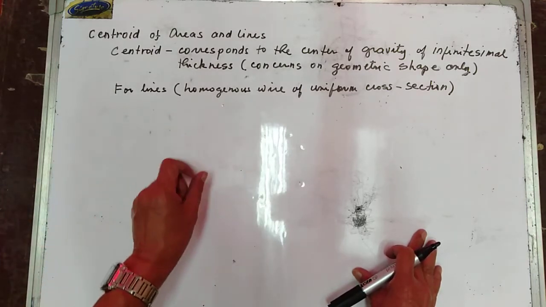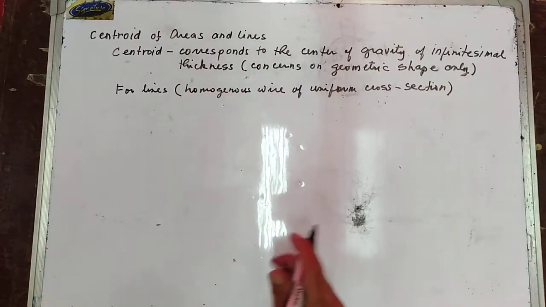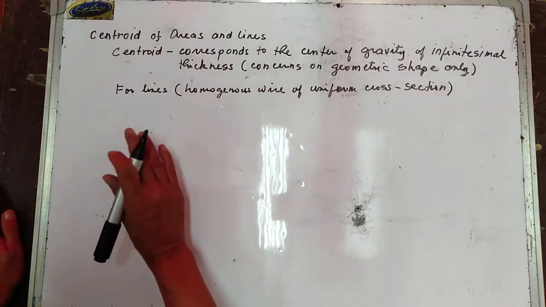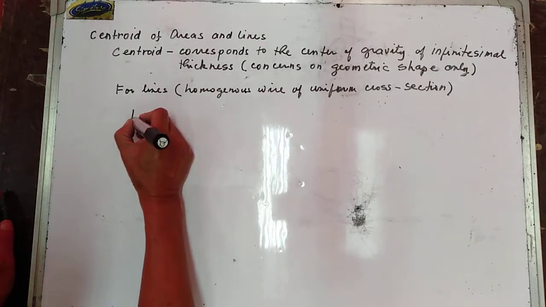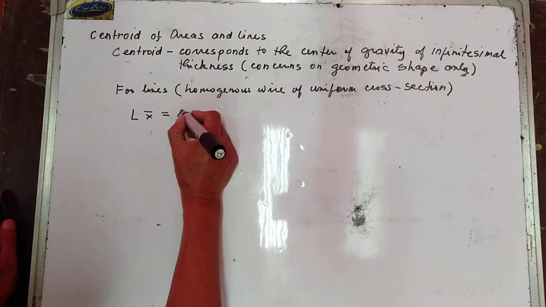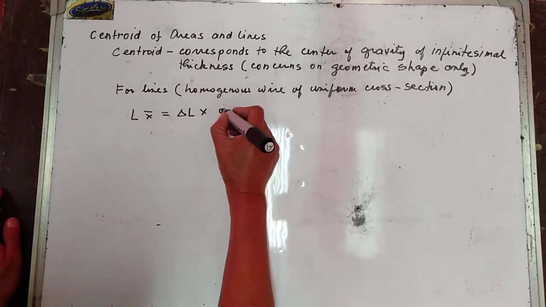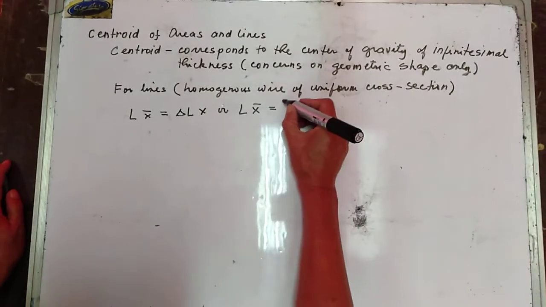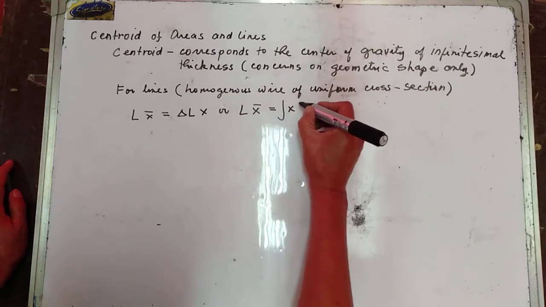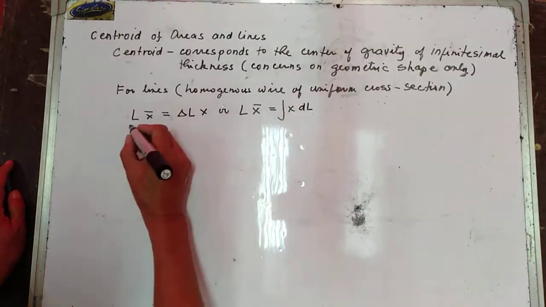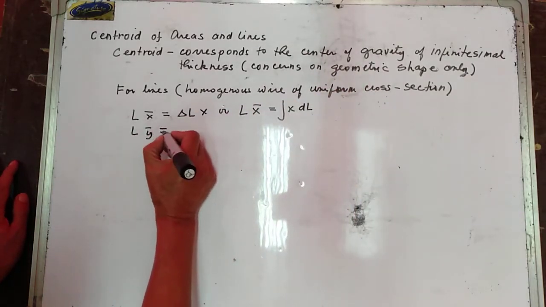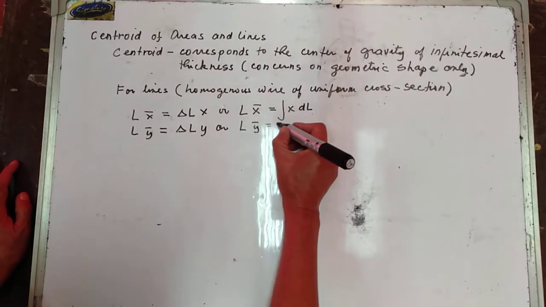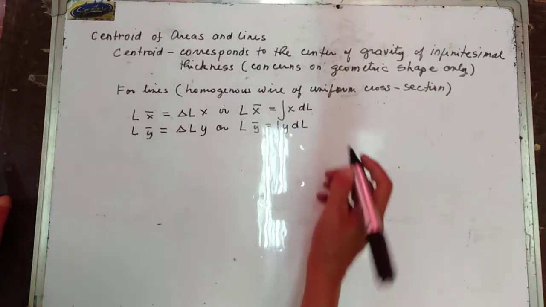For lines, these are your homogeneous wire of uniform cross section. Based on the equation in the determination of the center of gravity, the total length times bar x is equal to delta L multiplied by x, or L bar x is equal to the integral of x dL. Similarly, your L bar y is equal to delta L multiplied by y, or L bar y is equal to the integral of y dL.